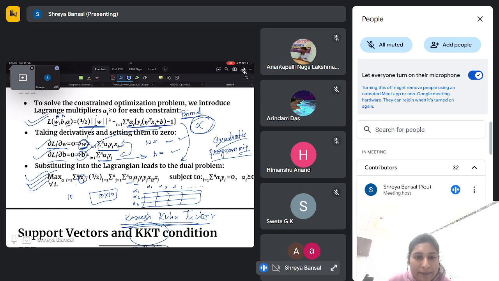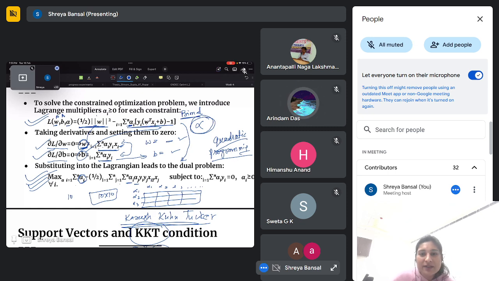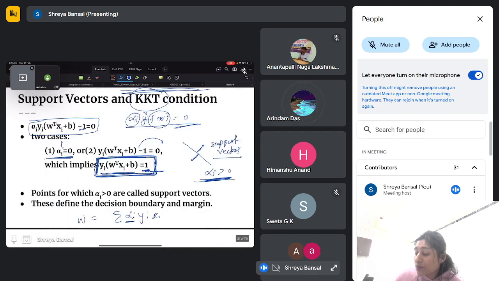Are you getting my point? Yes, ma'am. Is there a t as a suffix of x? Is this a transpose? It is a mistake, actually; by mistake it is written. It is x transpose x, because these are vectors. We will see that it should actually be more general. x transpose x is one form of inner product, so we will talk about that also.